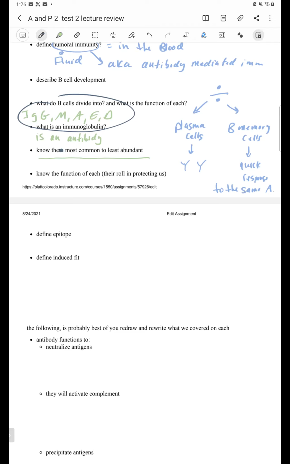Okay, an epitope is the unique part of the antigen, the unique part of the antigen the antibody recognizes.